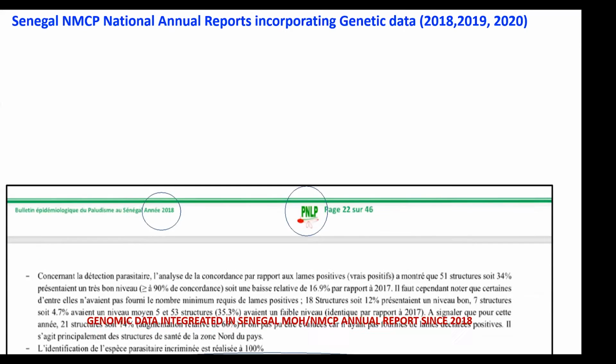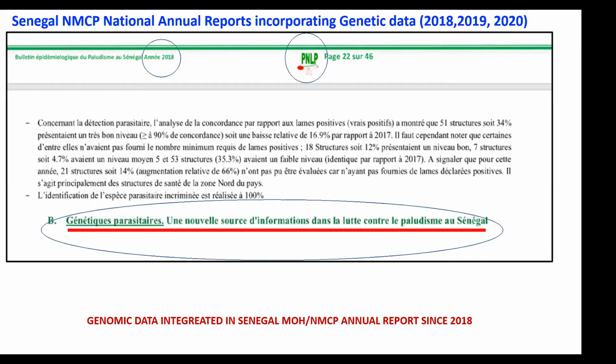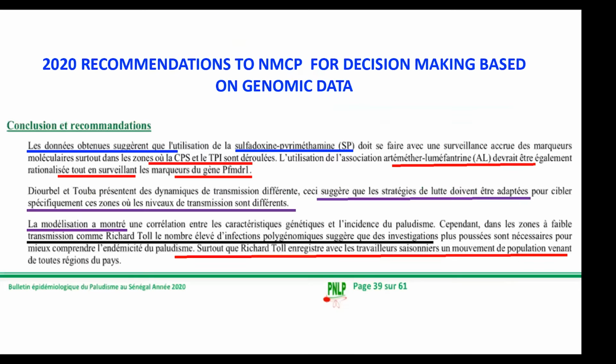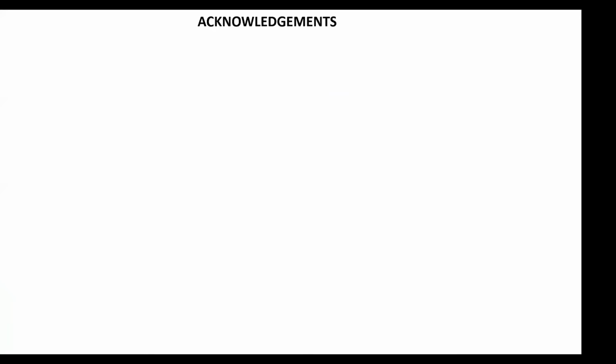Next slide, please. And in Senegal now, in any annual report from 2018 to now, the genomics findings are put there and the recommendations are implemented in real time. Next slide. Next. These are part of the recommendations from the national report.